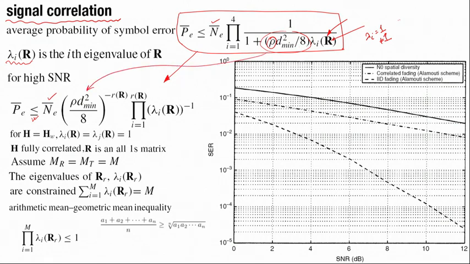So, basically under high SNR you are going to get this product i equals 1 to 4. Under high SNR, this is approximately equal to rho d mean squared by 8 multiplied by, since you have the i over here, lambda i of R. Okay, so let's clean it and write it again.